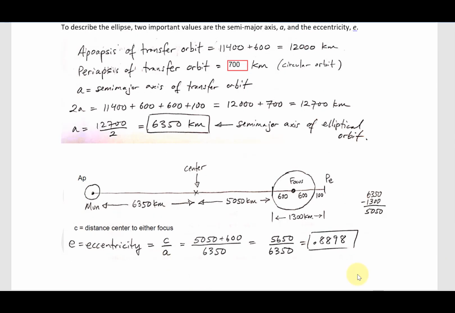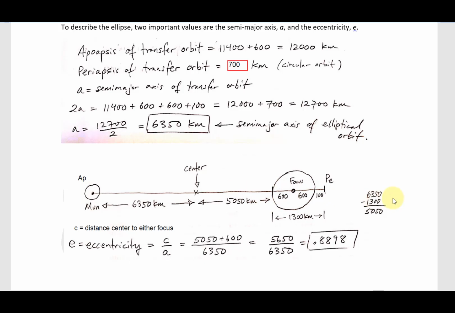Now to compute the eccentricity for this orbit, I know that the semi-major axis is 6,350 kilometers. So I'll draw a major axis and put the center in the middle of that major axis. And from the center to the Mun, the center of the Mun actually, that's 6,350 kilometers. That's half of the major axis. And the other half goes from the center to the periapsis. Now I already know that the planet Kerbin has a radius of 600, therefore a diameter of 1,200 kilometers. So if I add 600 plus this 100 kilometer altitude of periapsis above the surface, this is 1,300 kilometers already included on this half of the major axis.